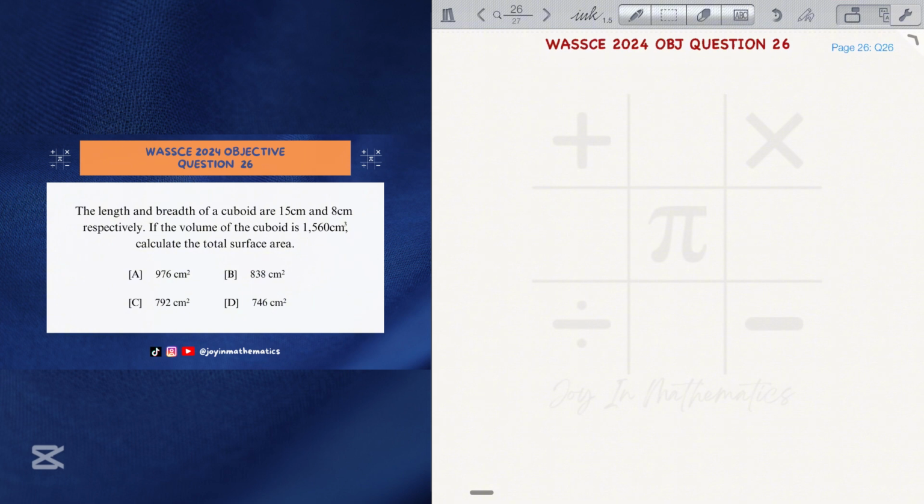Now, WAEC 2024 objective question 26. This is a question on the total surface area of a cuboid, where the length and breadth of a cuboid are 15 centimeters and 8 centimeters respectively. If the volume is 1,560 centimeters cube, find the total surface area.